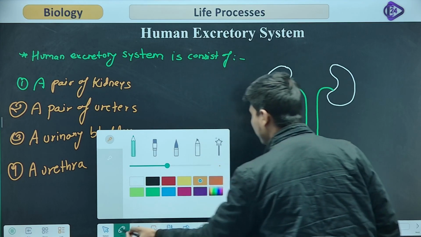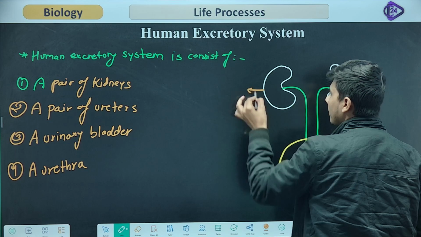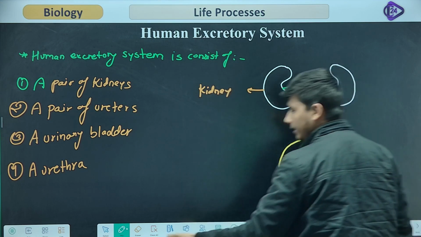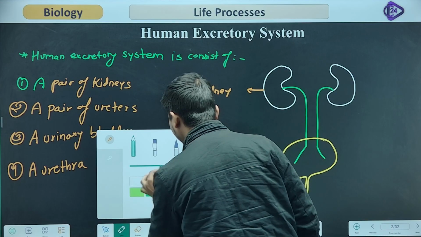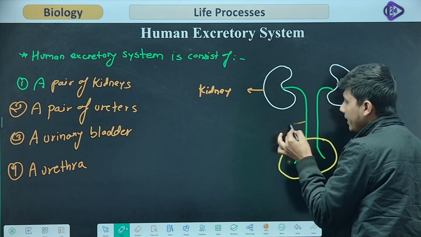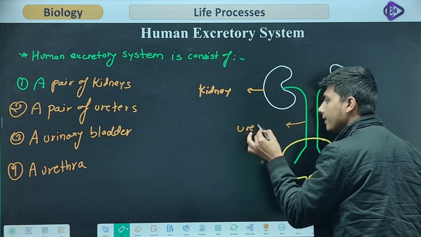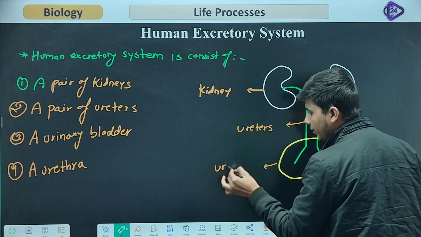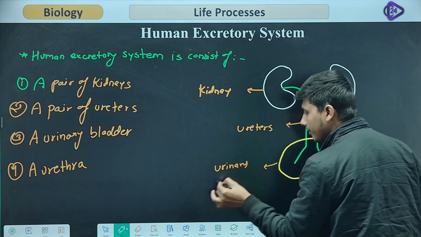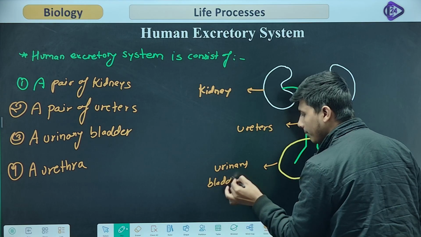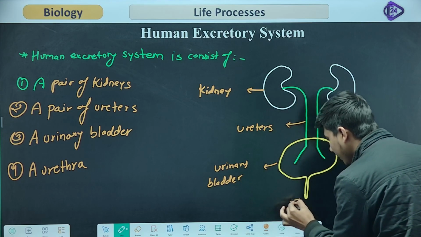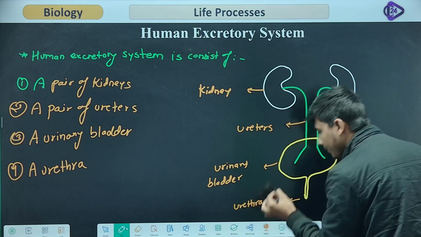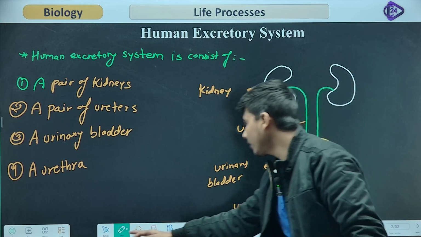Let's label them one by one. This is a kidney. This one is ureters. This one is the urinary bladder. And the last one, but not the least, is the urethra. Let's discuss it one by one.